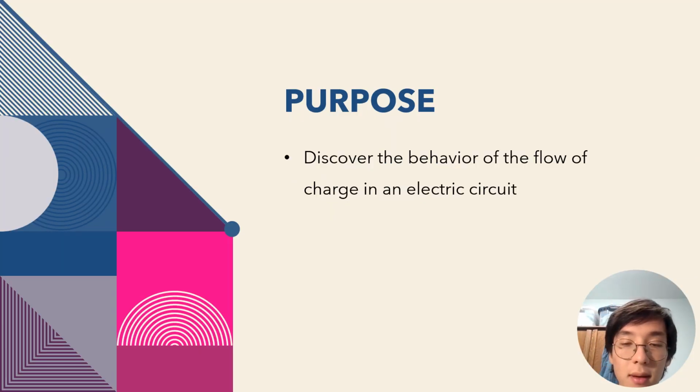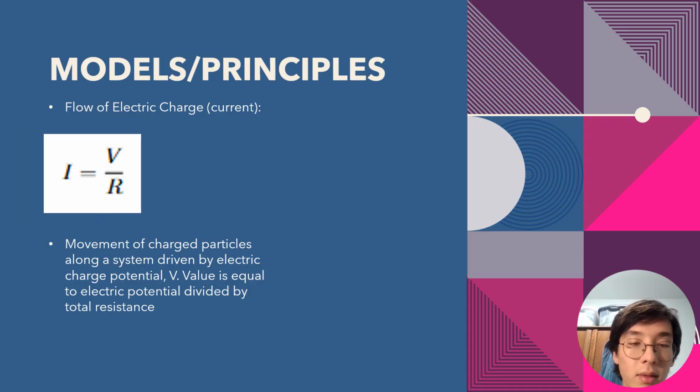So today we're going to discover the behavior of the flow of charge in an electric circuit. The biggest model that we need to talk about today is the model for the flow of electric charge. The flow of electric charge through a closed circuit of conductive material is directly dependent on the electric potential and inversely dependent on the resistance within that circuit.